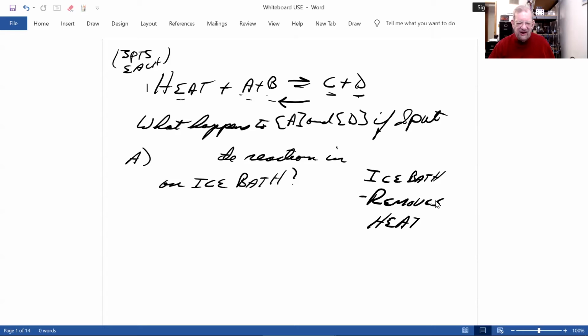If C and D react, what happens to the concentration of D? Well, when it reacts, it's consumed and it decreases. And when C and D react to make more heat, it's also going to make more A and B. And when you make more of something, what happens to the concentration? In this case, A, it will increase.